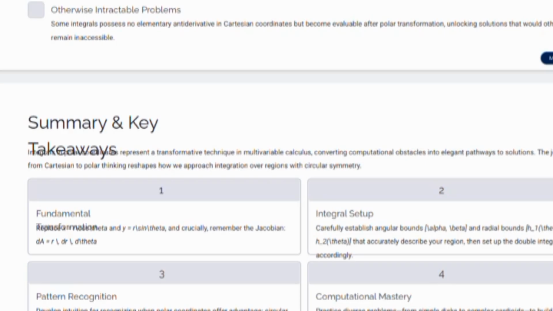Summary and key takeaways. First, fundamentals. Second, integral steps. Then pattern recognition and complication mastery.